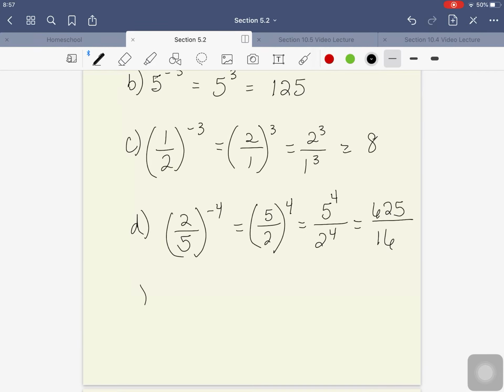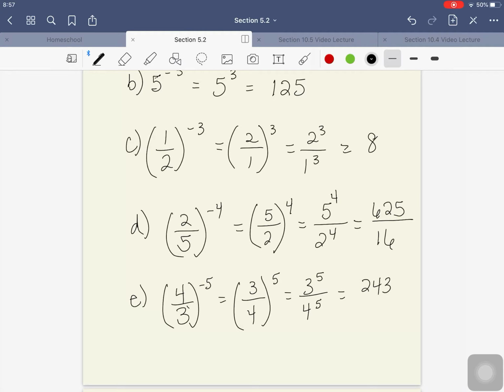Let's do one more. 4/3 to the negative fifth power, flip it and make it 3/4 to the positive fifth power, and then both your numerator and denominator are raised to the fifth power. 3 to the fifth power is 243, and 4 to the fifth power is 1024.